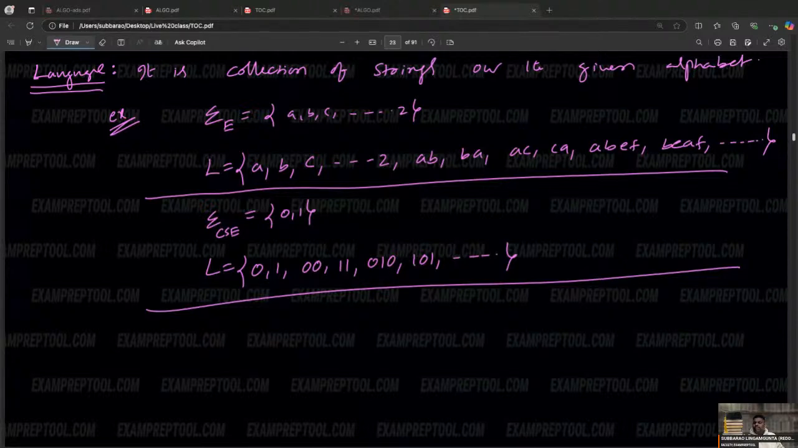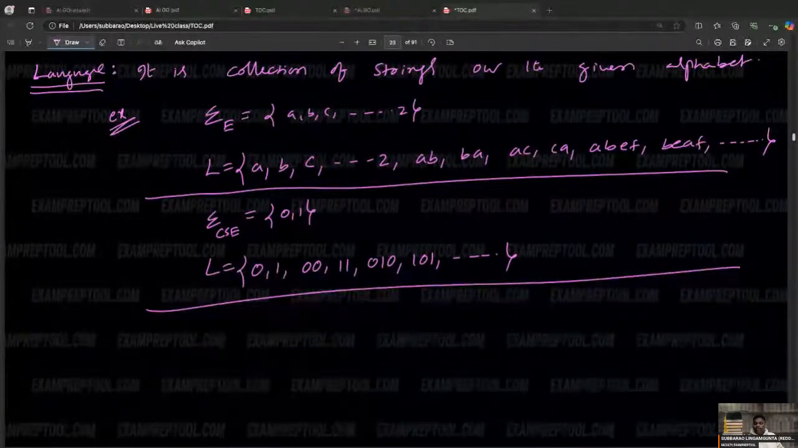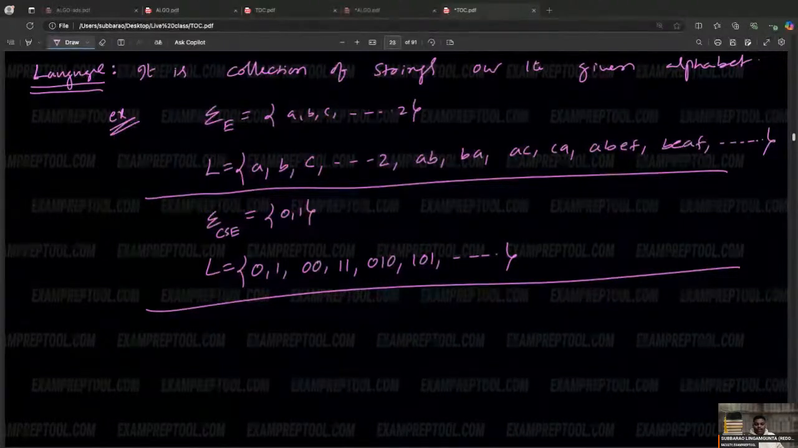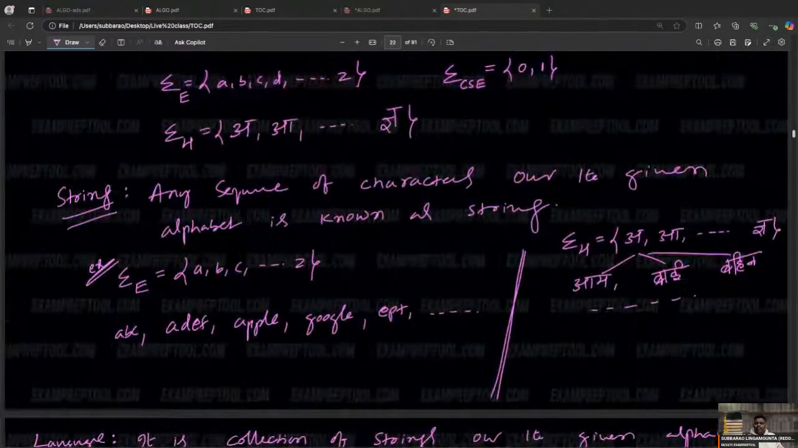It is a collection of strings over the given alphabet. Example, sigma E is equal to A, B, C, and so on, Z. L is equal to A, B, C, Z, AB, BA, AC, and so on. Sigma CS is equal to 0, comma 1. L is equal to 0, 1, 00, 11, 01, 01, and so on. I think that is also fine. Language also, string also, alphabet also, it's normal.